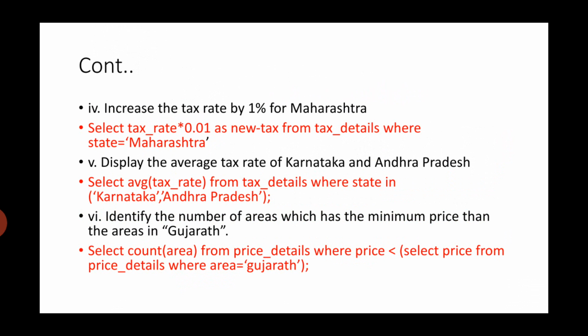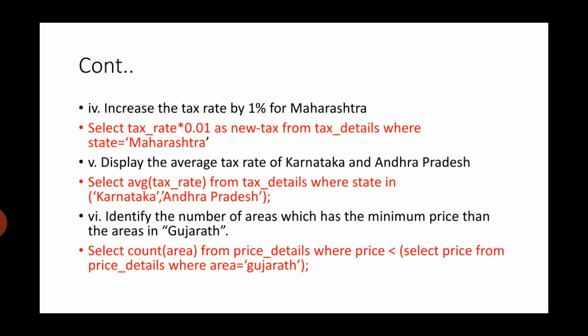Next question is, increase the tax rate by 1% for Maharashtra. Simply you can do the arithmetic calculation by increasing the tax rate by 1%. That means the tax rate can be multiplied by 0.01. That can be considered as a new tax value. So I can use the alias keyword, from tax details for the particular state Maharashtra.